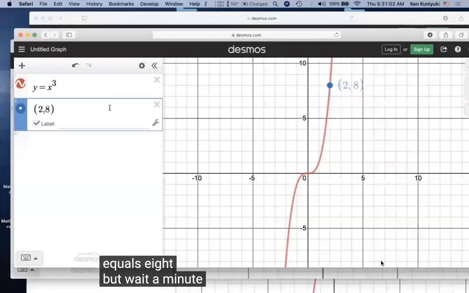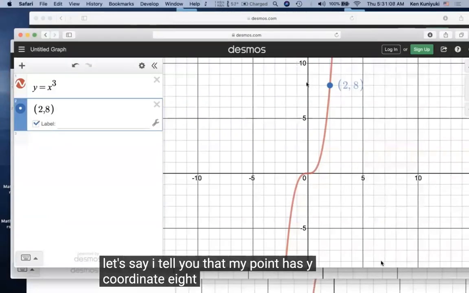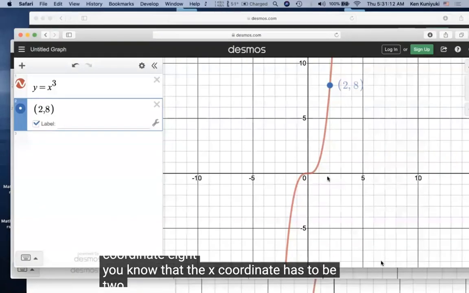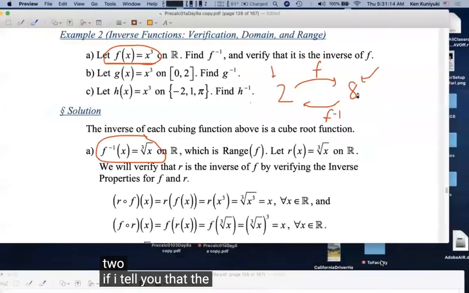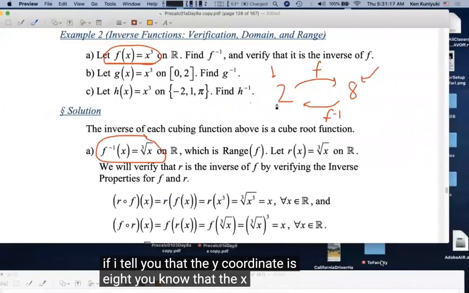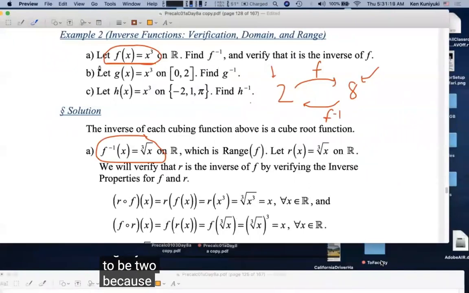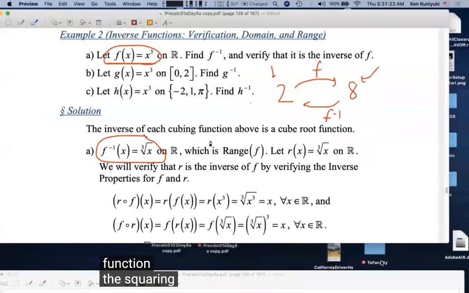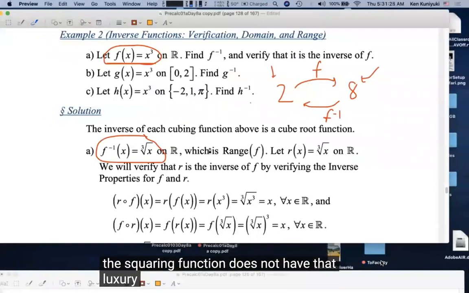But wait a minute. Let's start at the beginning. Let's say I tell you that my point has y coordinate 8. You know that the x coordinate has to be 2. If I tell you that the y coordinate is 8, you know that the x coordinate has to be 2, because this cubing function is a one-to-one function. The squaring function does not have that luxury.